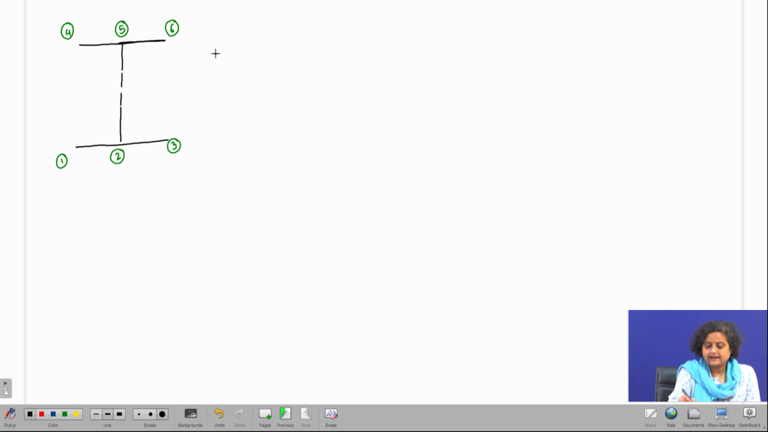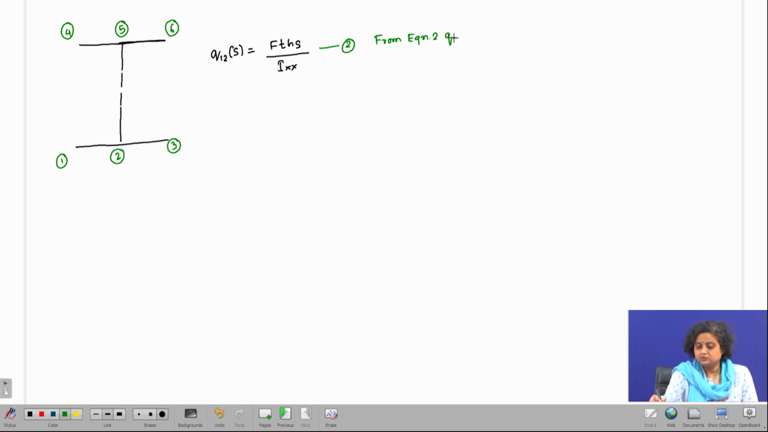So, let me carry it forward. So, Q1 to S we have found out to be F T H S by I x x. So, this was my equation 2, and from equation 2 we have found out Q 2 to be equal to F T H square by I x x. So, let me try to draw the distribution therefore.